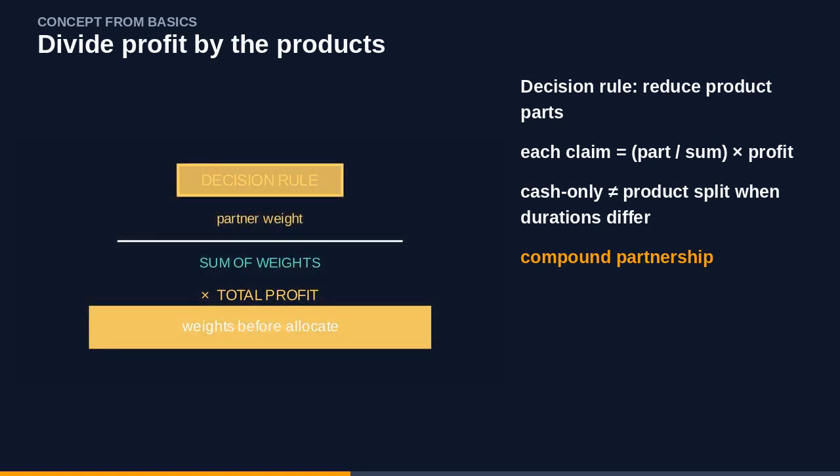Decision rule first. Reduce the product comparison to parts, then take part over sum times total profit. The cash-only split and the product split are no longer the same number when durations differ. That is compound partnership.